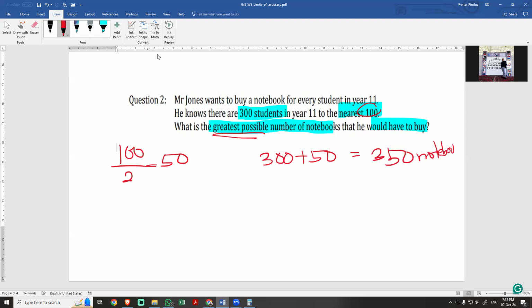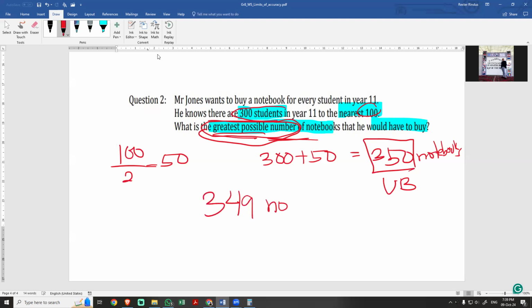But here's the thing. This 350 is actually no longer considered as part of the round off of 300. It will be 400 if you round this particular value. So the question does have two possible answers here. If you're looking for the upper bound, then this is the upper bound. But if the question is the greatest possible number of notebooks that he needs so that it will round to 300, then the answer should be 349 notebooks.